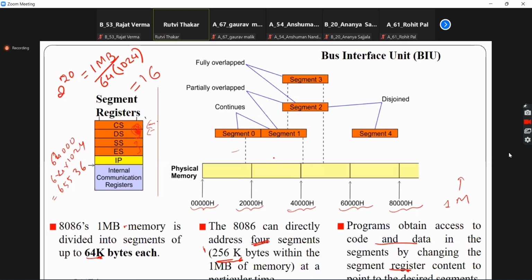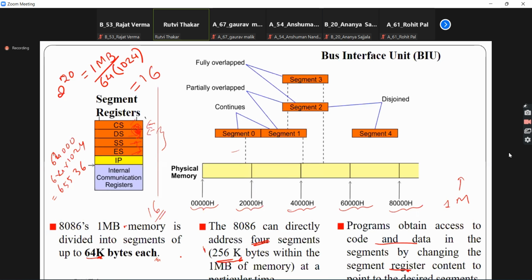So what happens here is the segments which are there. How many segments are there in total? 16 segments we calculated, right, in 1 MB of memory. These 16 segments can be code segment, data segment, stack segment, or extra segment. For different codes, the size of these segments can be maximum 64 KB, or it can be less than 64.